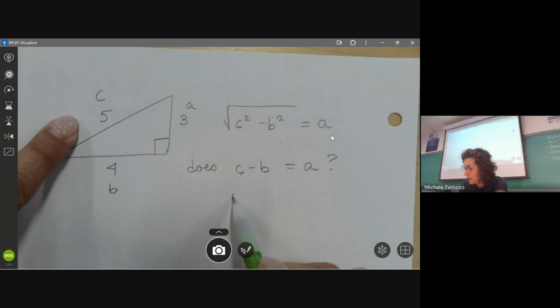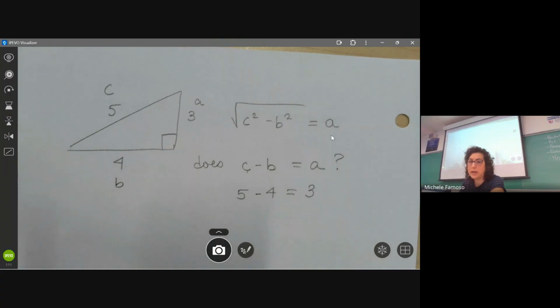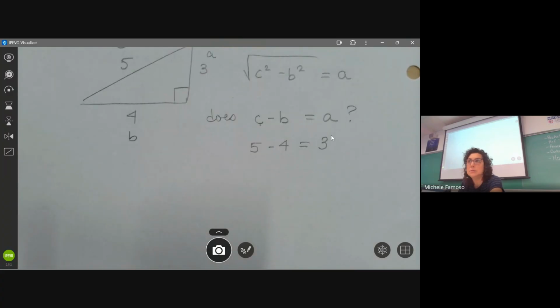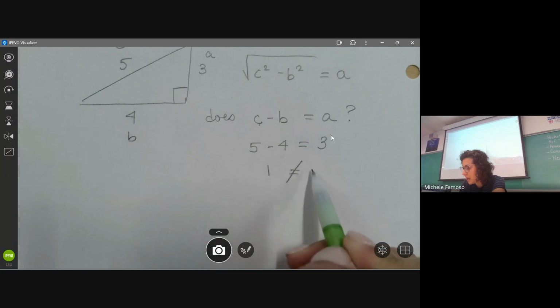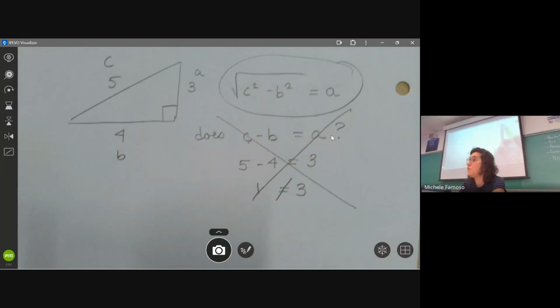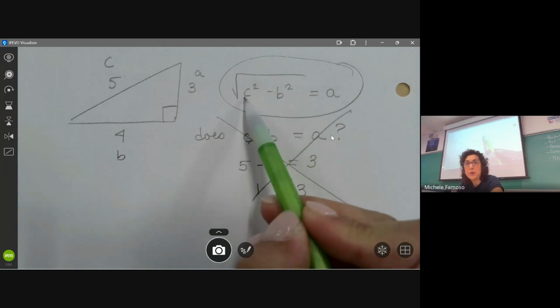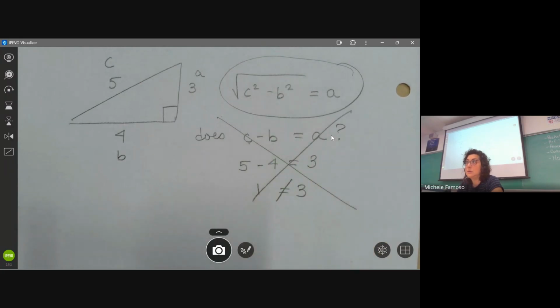Side C would be 5, B is 4, A is 3. Does that check out? No, because 1 does not equal 3. So that means you have to leave it in that form. It only works with the squares. This is not a perfect square. Okay, that's the only way it would work if it did.